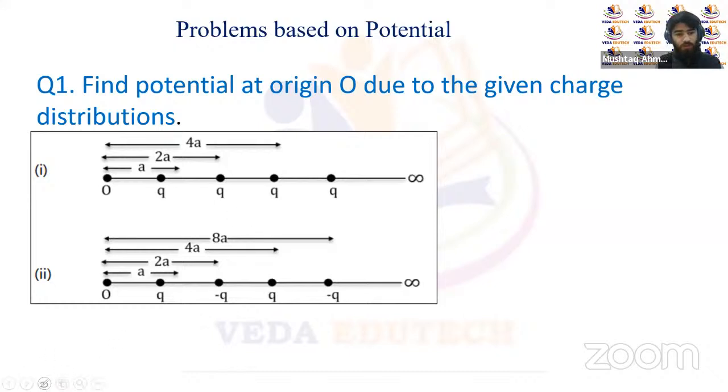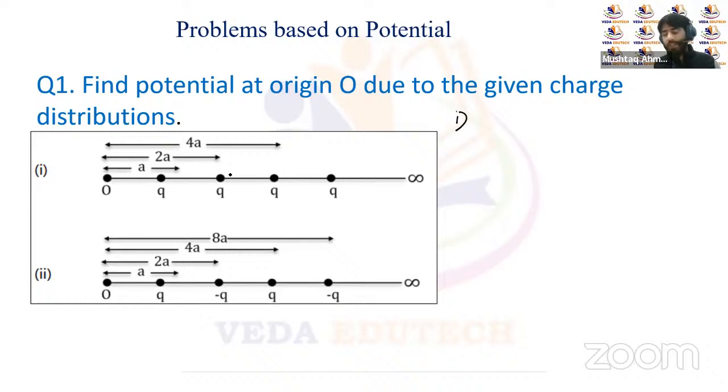So let's discuss case number one first of all, part one. You can see that we have placed a charge q at a distance of a, then charge q at a distance of 2a from O, and then again a charge q at a distance of 4a from the origin, and so on. Then the fourth charge will be at a distance of 8a from the origin, and so on up to infinity. And we have to calculate the potential due to all these charges at the origin O, right?